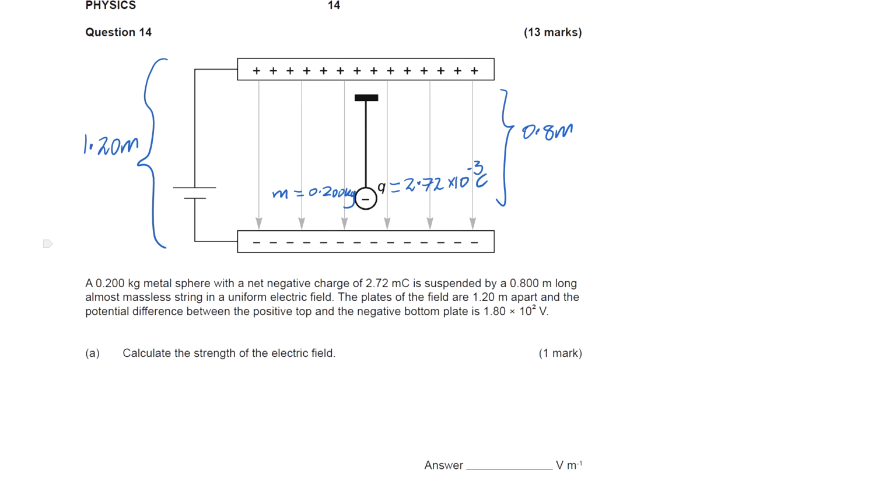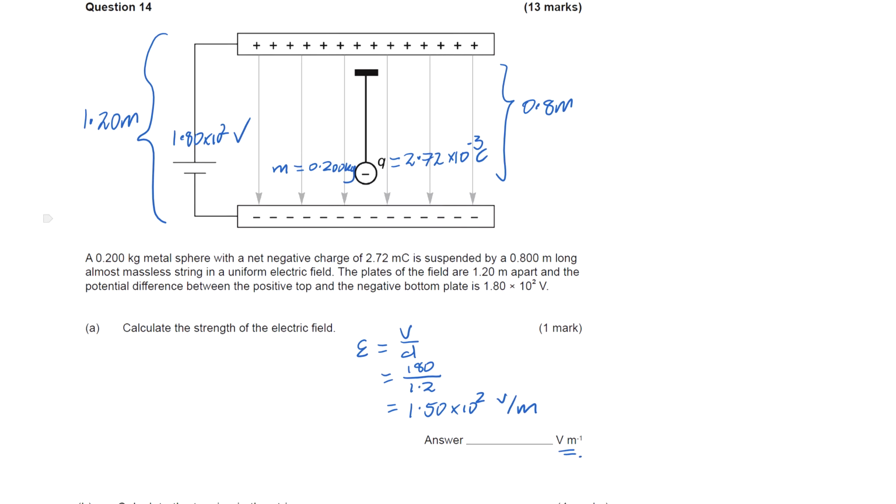If we look at our formula in the constant sheet, we have that electric field is equal to voltage over distance. So if we have a look at our diagram with all our information on it, the voltage that we've been given, sorry, I've forgotten to write that in there, is 1.80 by 10 to the 2 volts. So that's 180 volts divided by the distance between the two plates, which is 1.2 meters. And we then have 1.50 by 10 to the 2 volts per meter. So they've already given those units just there.